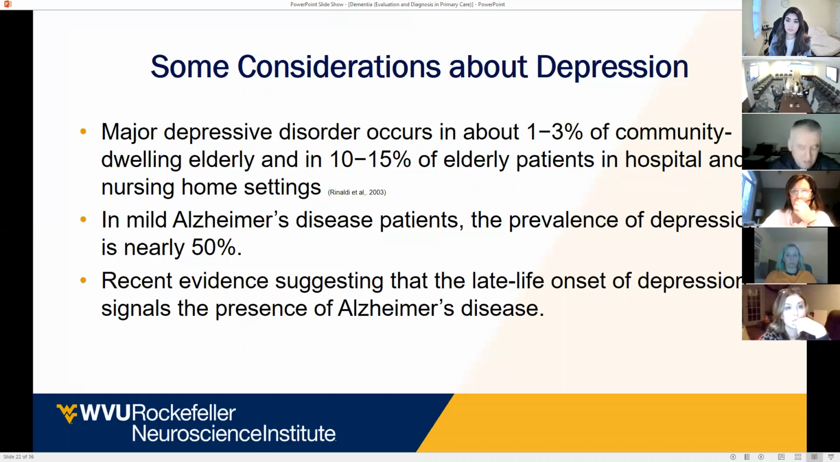We already talked about depression, and it's something that I just want to emphasize. Every time that we evaluate somebody for memory loss, or of course, a major neurocognitive disorder, there's a big study showing that probably 50% of the patients that have Alzheimer's dementia have a high prevalence of depression. There's a high prevalence of depression in the community, 1 to 3%, or 10 to 50% in nursing home settings. That's why we need to assess depression in somebody coming to see you for a memory evaluation.